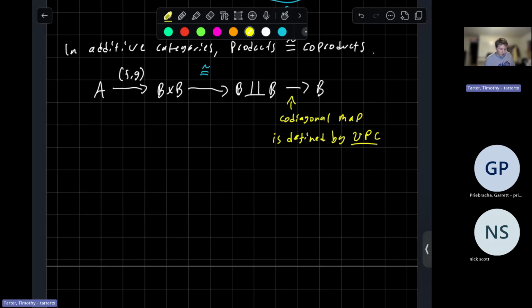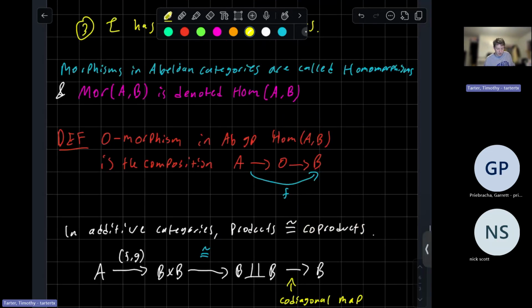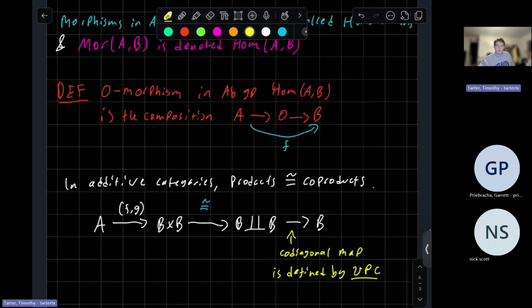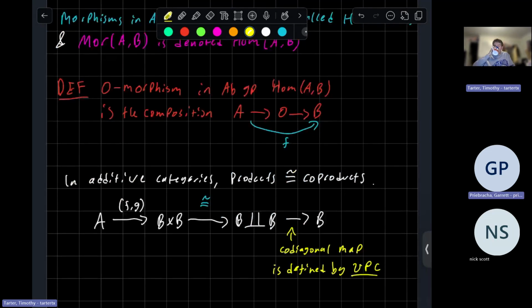Yeah. So any questions on this remark or on this definition about the zero morphism? No. Okay. Oh, we're making good time.